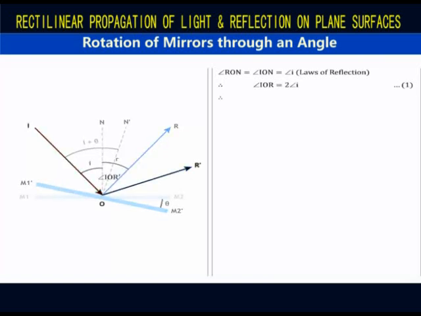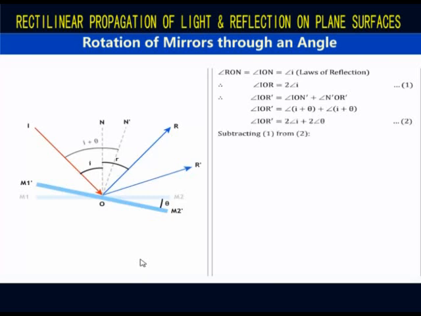From the figure, you can see that angle IOR prime is equal to angle ION prime plus angle N prime OR prime. Substituting ION prime and N prime OR prime in terms of I and theta, we get angle IOR prime is equal to 2I plus 2 theta. Subtracting equation 1 from equation 2, we get angle IOR prime minus angle IOR is equal to 2I plus 2 theta minus 2I. And therefore angle ROR prime is equal to 2 theta.